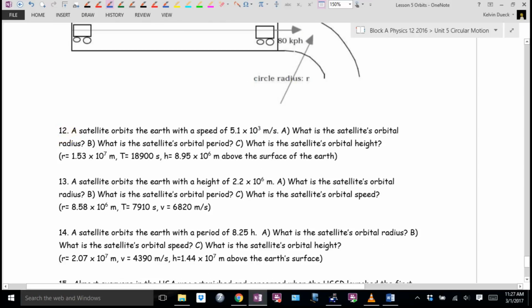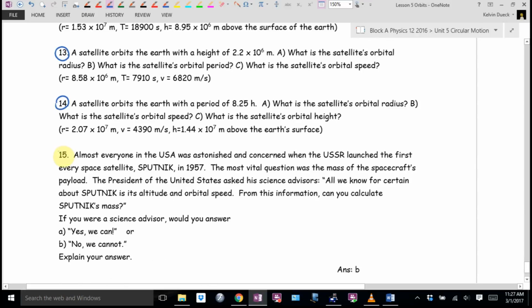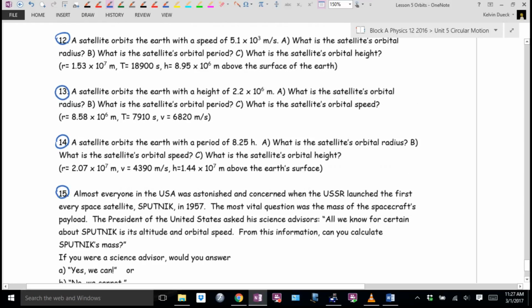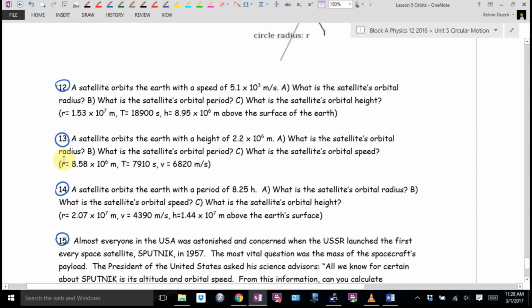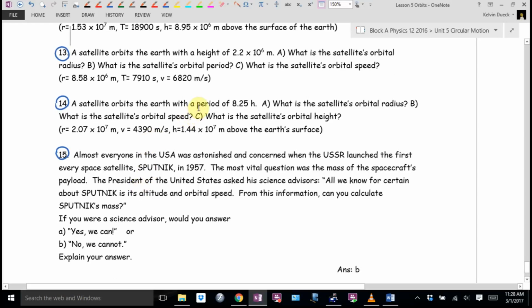12. Skip 11. 13. 14. And 15. In number 12, I give you the speed and I say find the period and the height and the radius. In number 13, I give you the height and I say find the radius, the period, and the speed. In number 14, I give you the period and I say find the height, the radius, and the speed. It's all going to start out by going, gravity is what's pulling me in a circle, because I'm in orbit.